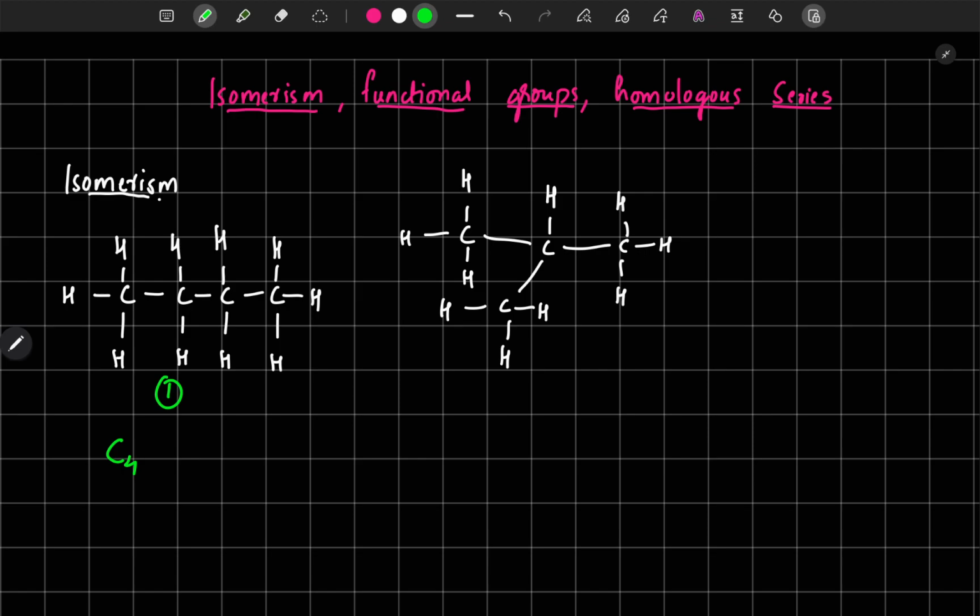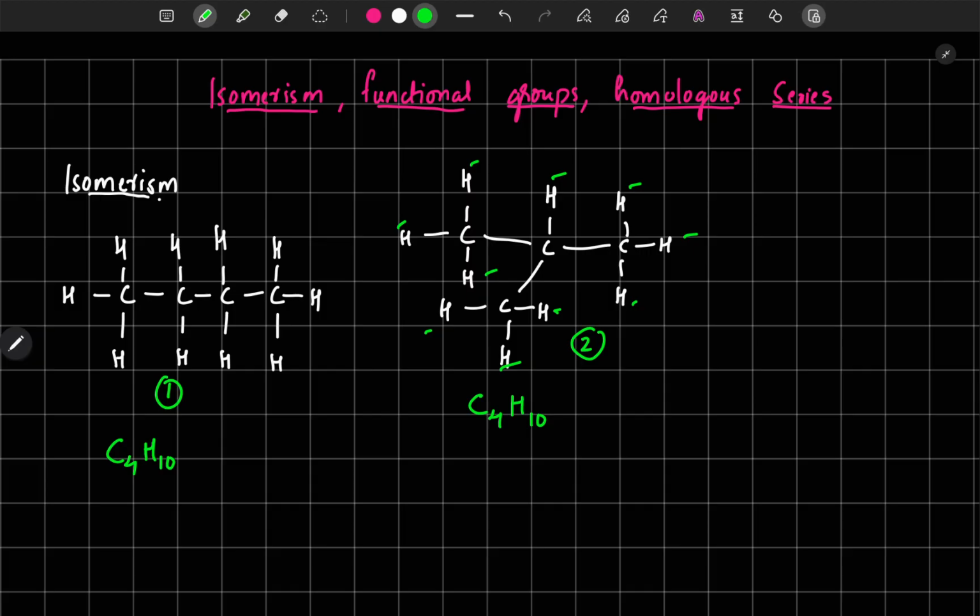Now count the number of hydrogen atoms in the first structure. You will see that there are 10 hydrogens. So I can write here C4H10. Fine. Now come to the second structure. How many carbon atoms are there in this structure? There are 4 carbon atoms. So C4 I can write. Now how many hydrogen atoms are there in the second structure? There are 10. You can just count 1 2 3 4 5 6 7 8 9 10.